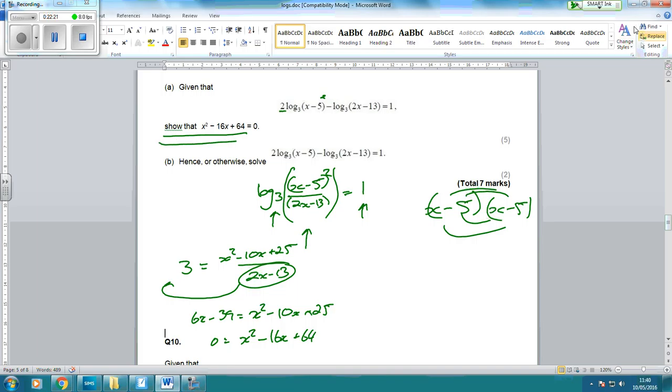Then it says hence or otherwise solve. So we know that this can be written as this, so we've just got to solve this thing down here. So x minus 8 times x minus 8, so x equals 8.